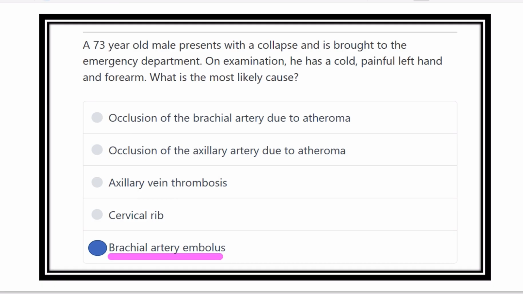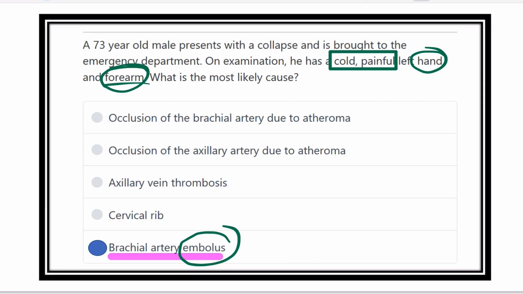Why is it a brachial artery embolus? Because the affected area is the forearm and hand, and just proximal to the forearm there is the brachial artery, and the limb becomes cold and painful. That means it is an acute condition, and the acute condition developed due to an embolus. In the case of atheroma, usually the symptoms develop gradually.